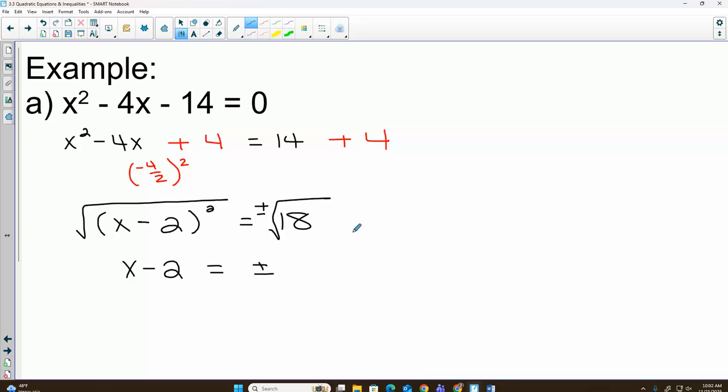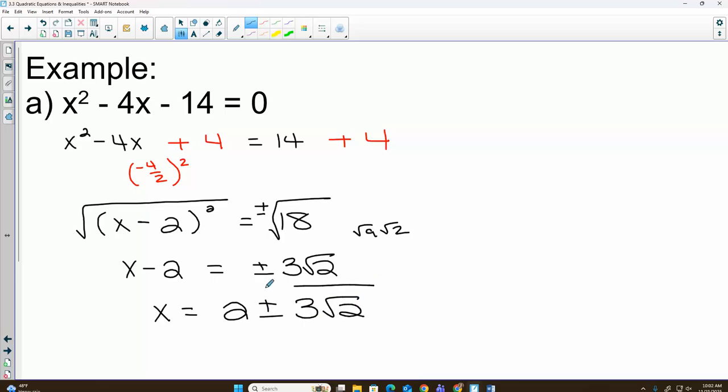How do I break down the square root of 18? So that would be 3 radical 2. Okay, x by itself, you add your 2 over, so it's just 2 plus and minus 3 radical 2.